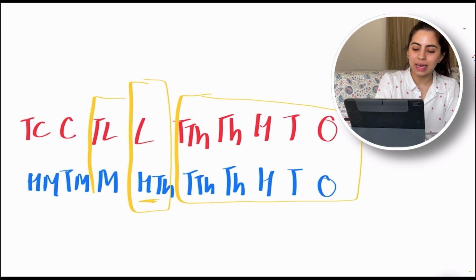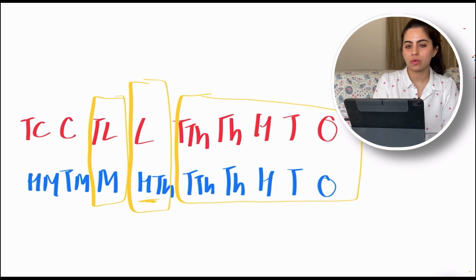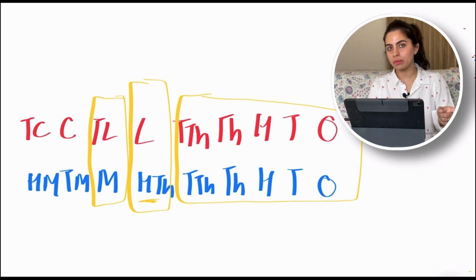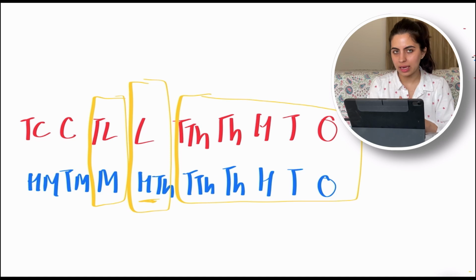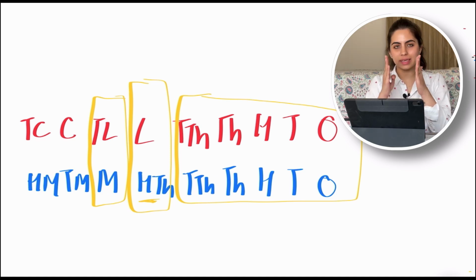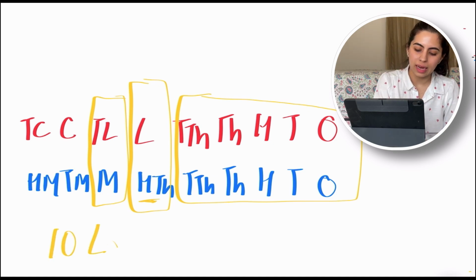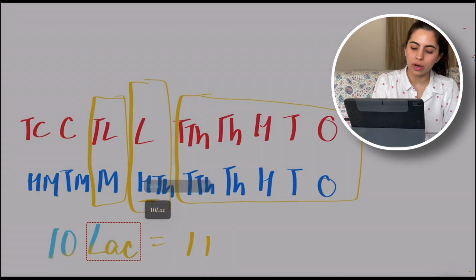Now 10 lakh is equal to 1 million. Why am I saying 10 lakh and 1 million? Because 10 lakh is 10 lakh, and a million is just a million, not 10 million. So 10 lakh is equal to 1 million.